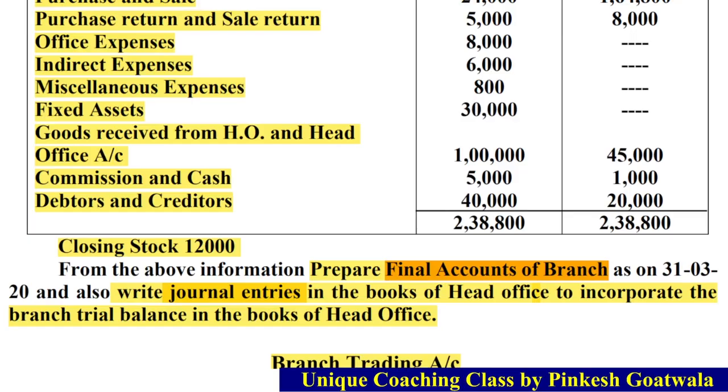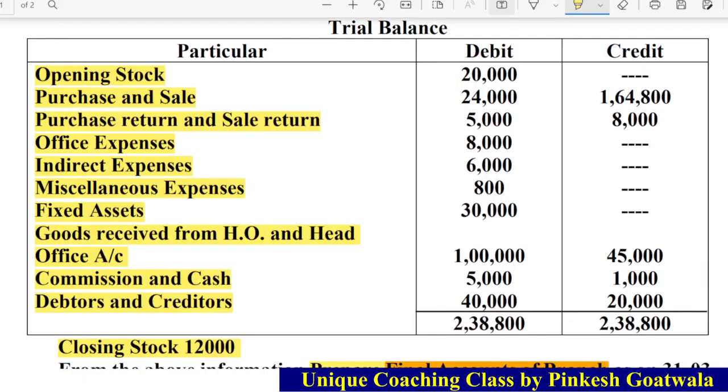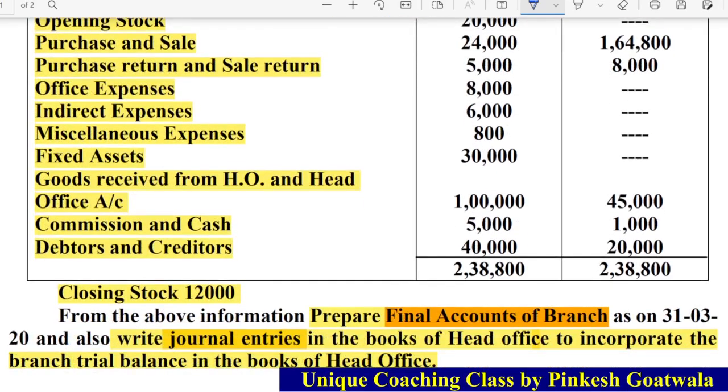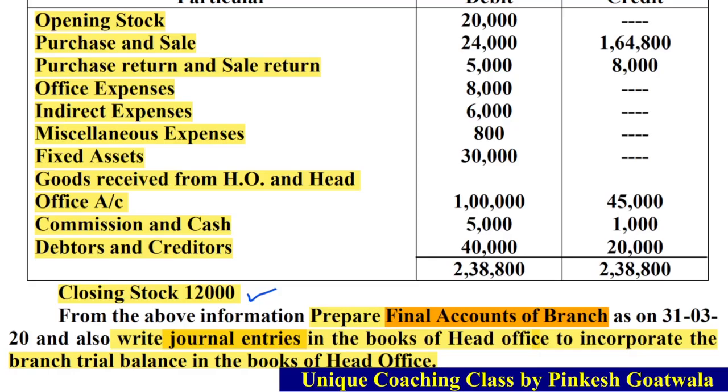So first of all, check the adjustment. Here only one adjustment is given, that is closing stock. When we solve many sums, in the next video or after 3 or 4 videos, there will be adjustments like depreciation on fixed asset, then outstanding expenses, prepaid expenses, etcetera. Right now only one adjustment is given, that is closing stock.